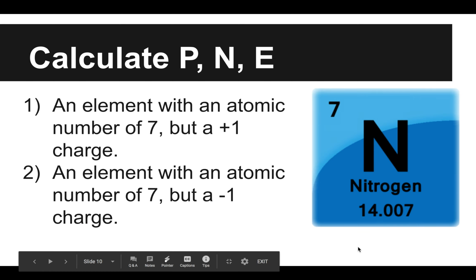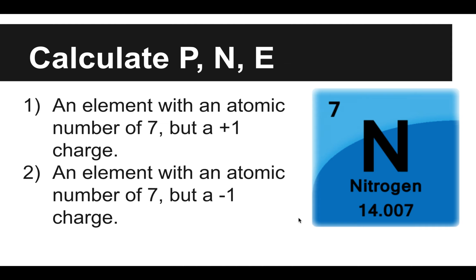So what I would like you to do right now, I've given you the nitrogen tile right here. So an element with an atomic number of 7, but a +1 charge. I want you to calculate the number of protons, neutrons, and electrons. Okay, so you're going to have to do the same thing with protons and neutrons, but now we have a +1 charge. So something else is happening here with the electrons.